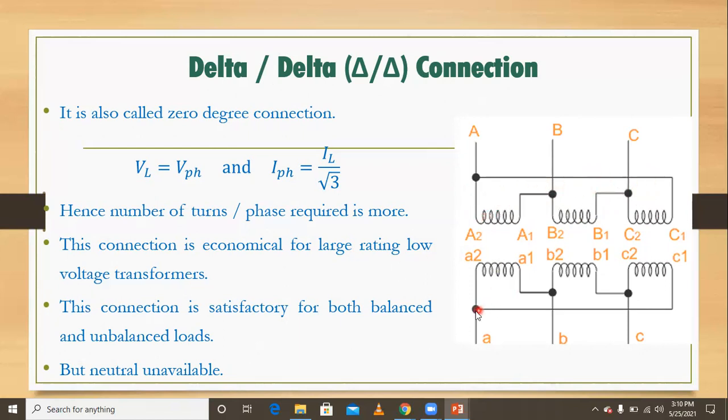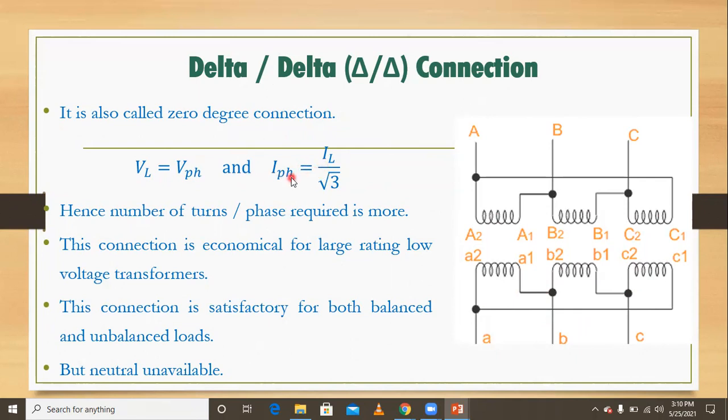Here also, this is called the phase winding. The secondary terminal is connected to another phase winding's starting terminal, so it is closed. That's why it's called a delta connection system. It is also called a 0 degree connection. For delta connection, V phase is equal to VL. Phase voltage is equal to line voltage, and phase current is equal to line current by root 3.